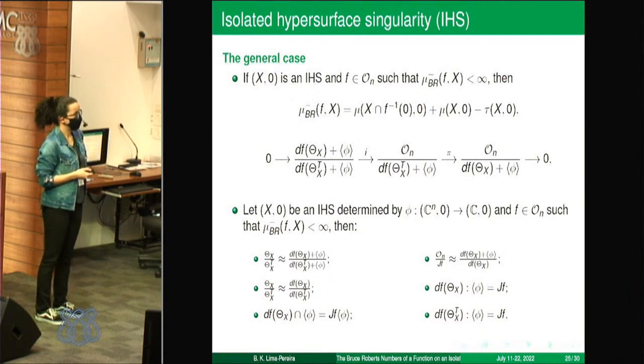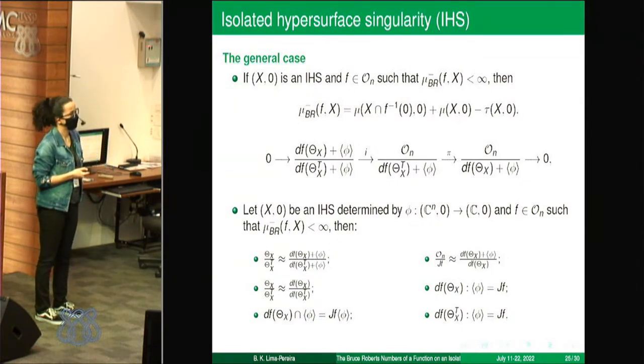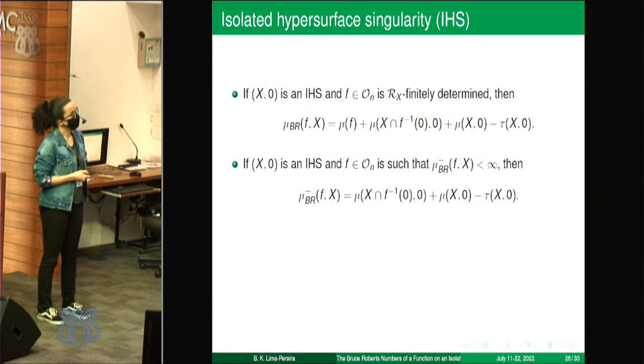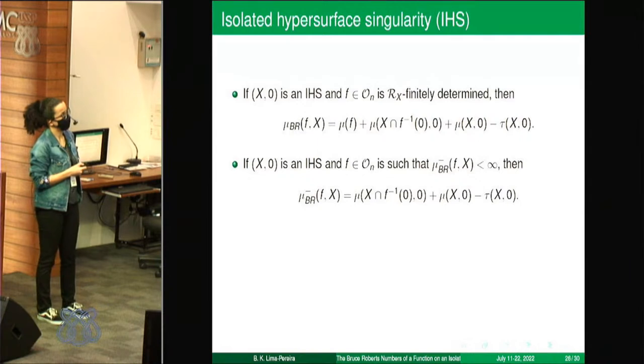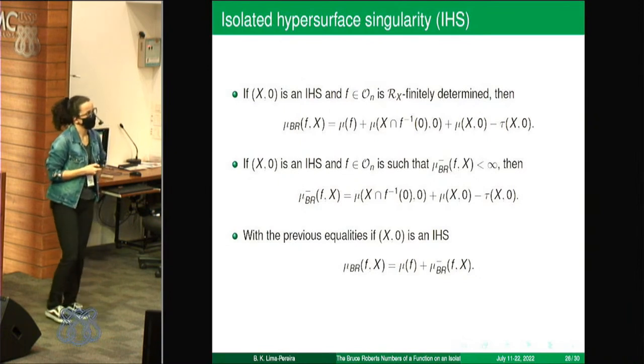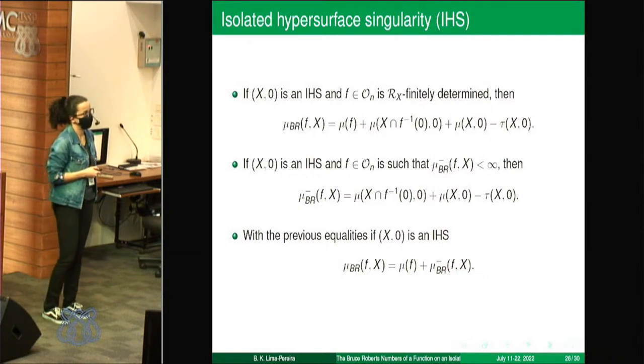And we have interesting relations here. One of them is this, because this quotient is isomorphic to df theta x over df theta xt, and it is not true in general. And we also have a characterization for the Milnor algebra of f, using the ideal df theta x. And in this way, we prove these relations for the Bruce-Roberts number and the relative Bruce-Roberts number. And with the previous equalities, we have this relation between the Bruce-Roberts number, the Milnor number of f, and the relative Bruce-Roberts number, when X is an isolated hypersurface singularity.